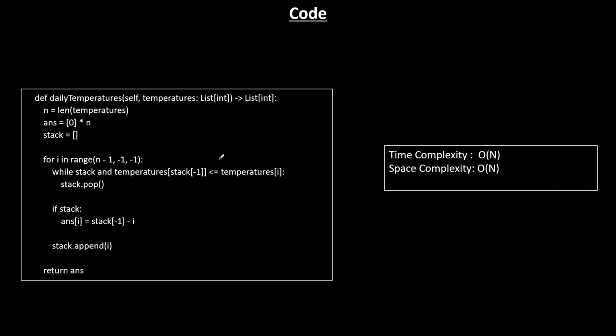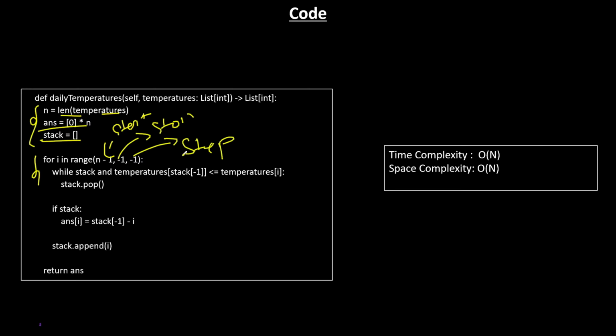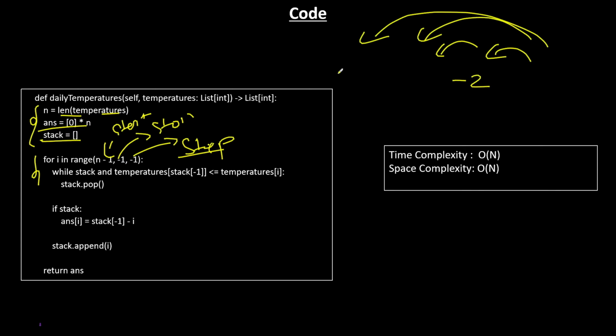The code is the exact copy of the approach discussed. Let's understand it line by line. As you can see here, we have already taken the length of the temperatures, and initialized the answer array and the stack. For the range, this is starting from n minus 1. This means start. This means when to stop. This means how many to skip, or the step. Fine. Minus 1 means jumping each step. Minus 2 means jumping 2 steps at a time from the last, right? And minus 1 as the stop means 0 is the last checking point.